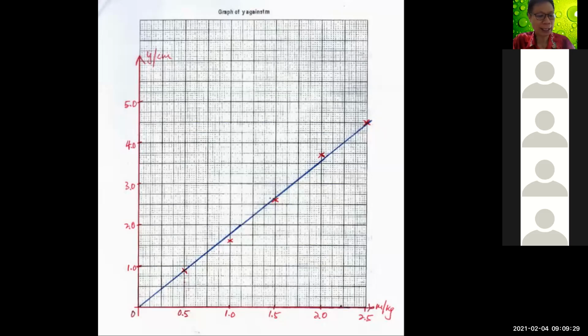Next one is Ong Jia En. Okay, I think your graph should be okay. The size is also okay lah. Because you are very smart, you use a bigger scale on the y-axis, so your graph becomes longer. So okay lah, Jia En, well done.